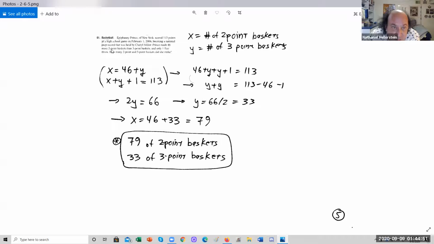She made 46 more 2-point baskets than 3-point baskets, and only one free throw. How many of the 2-point and 3-point baskets did she make? Right, so they're asking after these, so we give them names. Call x the number of 2-point baskets, y the number of 3-point baskets. We're given that x is 46 plus y: 46 more 2-point baskets than 3-point baskets. You have to make sure that it's x equals 46 plus y and not y equals 46 plus x. Take care.